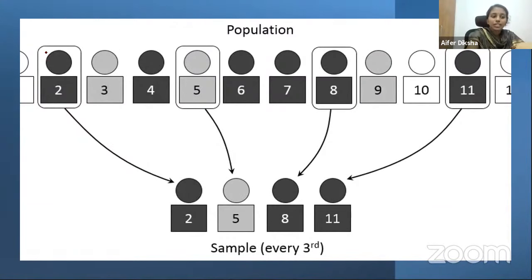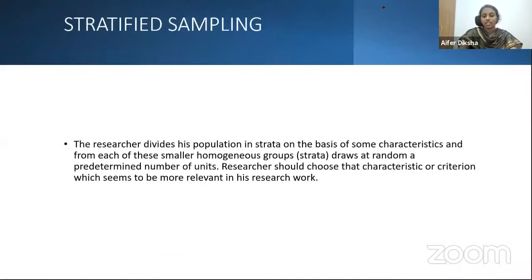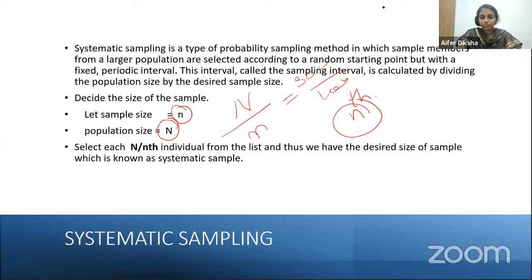Suppose we are starting with the second person. And here the sampling interval is 3. So who will be the next person? The nth one, here the third one. The nth one means the third one. So this is the second person, then 1, 2, and 3, so the fifth one will be the next sample. And who will be the next? Then the sixth, we count 1, 2, and 3, so the 8th will be the next person. So that is the nth person. I think systematic random sampling is clear for you.